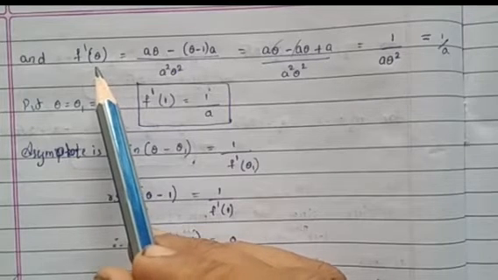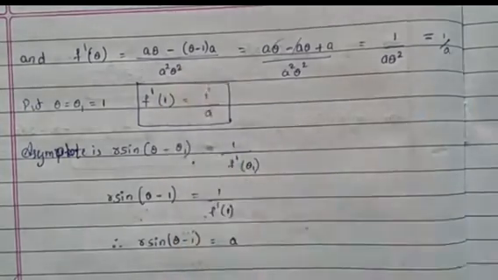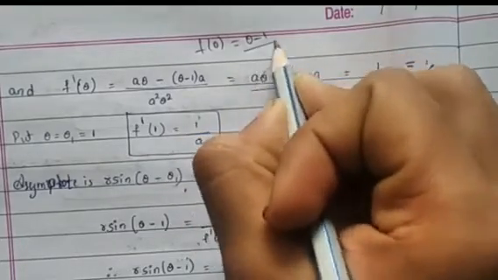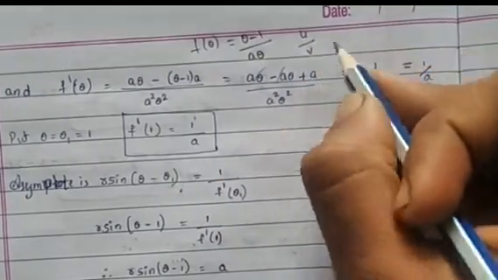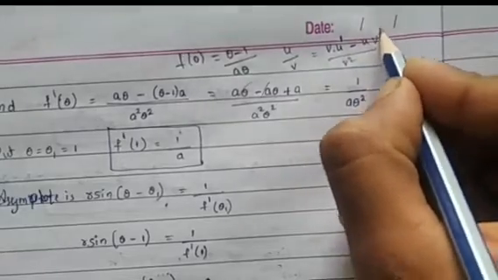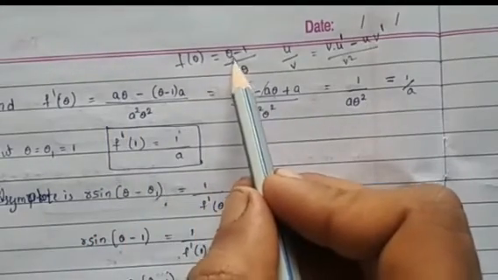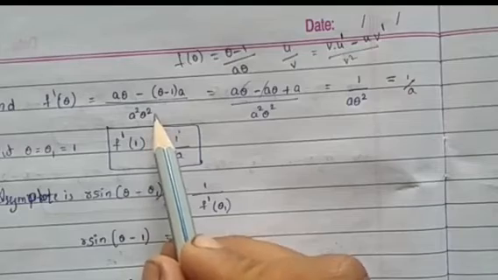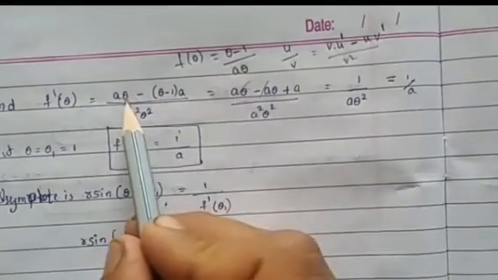the differentiation of f of theta. f dash of theta is equal to a theta minus 1 into a by a square theta square. f of theta, which is equal to theta minus 1 by a theta, is of the form of the quotient rule. We apply the u by v formula: v into u dash minus u into v dash by v square. f of theta is equal to theta minus 1 by a theta, so this is the u by v format. v square means a square theta square, v into u dash. v means a theta is as it is.